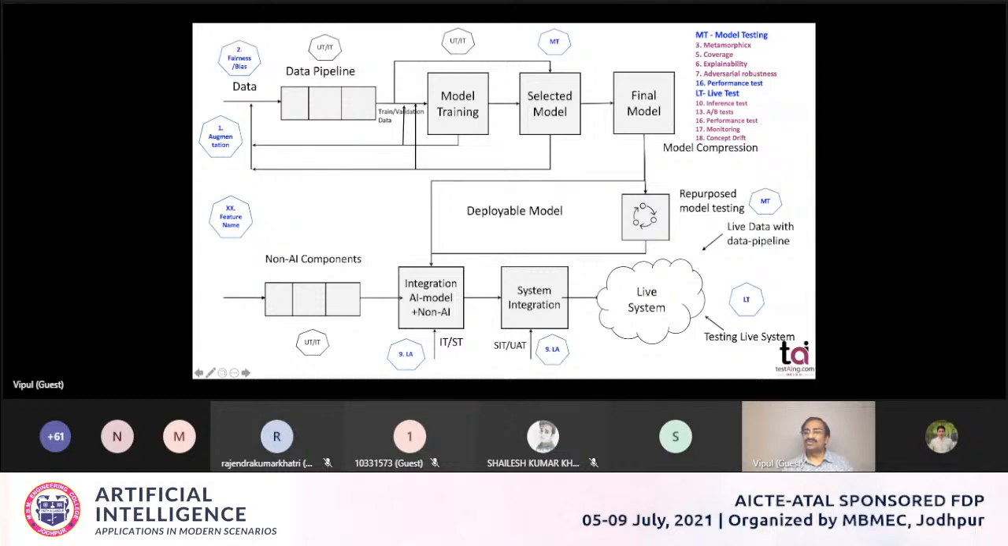So you do again model testing and live testing. On the right hand side top end, you can see model testing includes metamorphic testing, coverage testing, explainability testing, testing for adversarial robustness, and testing for performance. Whereas live tests include inference tests, A/B tests, more performance tests, monitoring tests, and testing for concept drift.